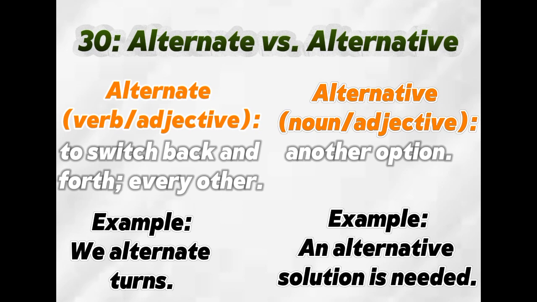Next, alternate and alternative. Alternate can be a verb meaning to switch back and forth, like we alternate turns, or an adjective meaning every other. Alternative is a noun or adjective meaning another option, like an alternative solution is needed. So, alternate means switching or every other, and alternative means another option. Simple, right?